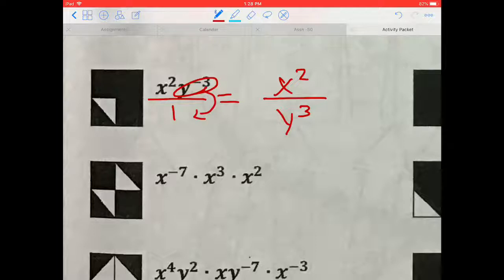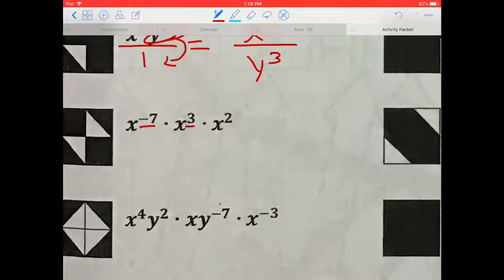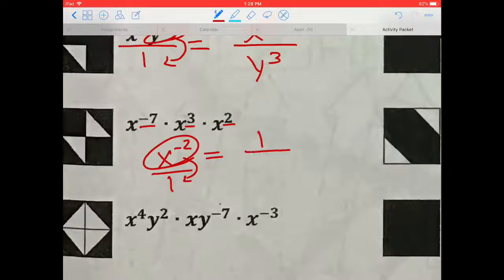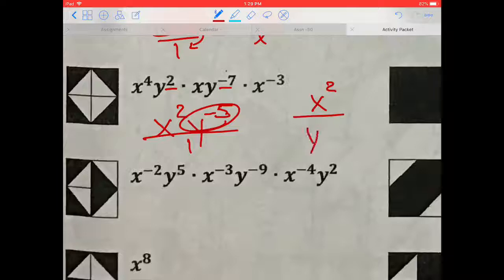Next one, let's actually multiply these together and then we'll cross the line, change the sign. So negative 7 plus 3 is negative 4 plus 2 is negative 2. So x to the negative 2nd power. Now we'll cross the line and change the sign. So 1 over x squared. Here, x, let's see, 4 and 1 is 5, minus 3 is 2. For the y, 2 minus 7 is negative 5. Turn it into a fraction, cross the line, change the sign. So this is x squared over y to the 5th power.